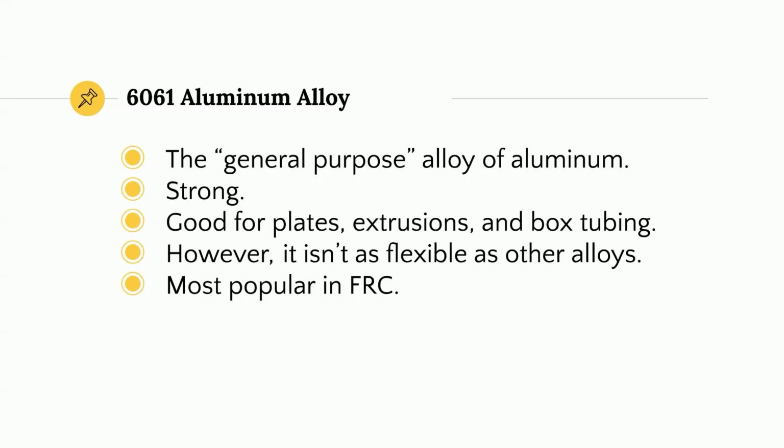So now we'll go over 6061 aluminum alloy. This is the general purpose alloy of aluminum. The reason why is that it's very strong and it's good for plates, extrusions, and box tubing. These are very popular in FRC, and this is why we mostly use it. It is also the most commonly used in the industry, especially for things like aircraft and spacecraft because of its strength properties.